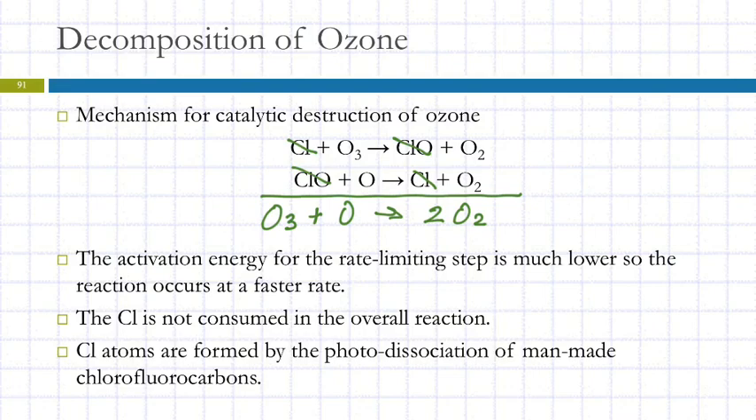So here, the rate-limiting step has a much lower activation energy, so the overall reaction occurs at a faster rate. The chlorine is not consumed in the overall reaction. So where do the chlorine atoms come from? Well, they come from chlorofluorocarbons, CFCs, like things used in refrigeration. They used to be used in aerosol cans. And the CFCs themselves aren't the problem, but they get into the atmosphere, and light from the sun causes them to dissociate and produces those free chlorine atoms.